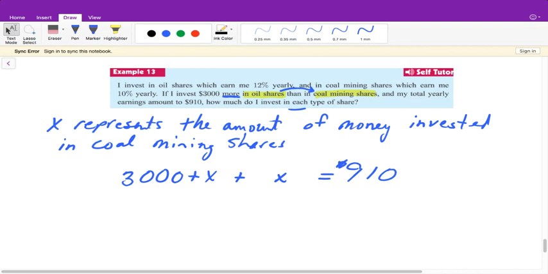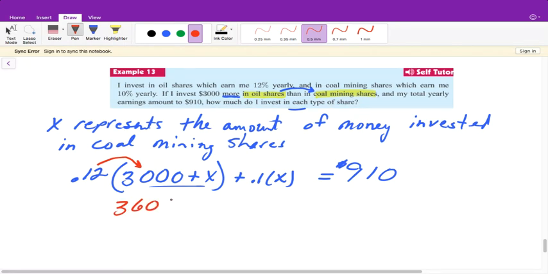One of the things you have to remember is how much you're making in each investment. So in my oil shares, which is this here, I'm making 12%. So that means whatever I invest in this, I'm multiplying by 0.12. And whatever I invest in my coal mining shares, I'm making 0.1. So I need to go ahead and multiply this. So 0.12 times 3,000 is equal to 360, plus 0.12x, plus 0.1x, is equal to 910.